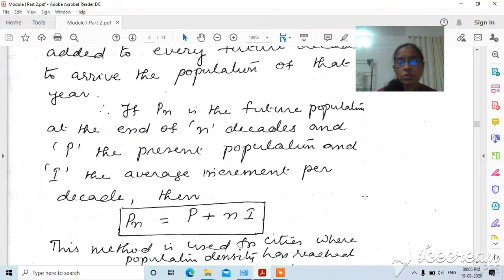And if you want to write it in the form of an equation, it is given: Pn, the population in the nth decade, is equal to P, the present population, plus n into I. What is n? n is the number of decades to which you have to project the population. If you want to project the population for 50 years, n is 5. And what is I? That is the dp by dt, that constant, how much population is increased per decade, that is the incremental population or average increment per decade.